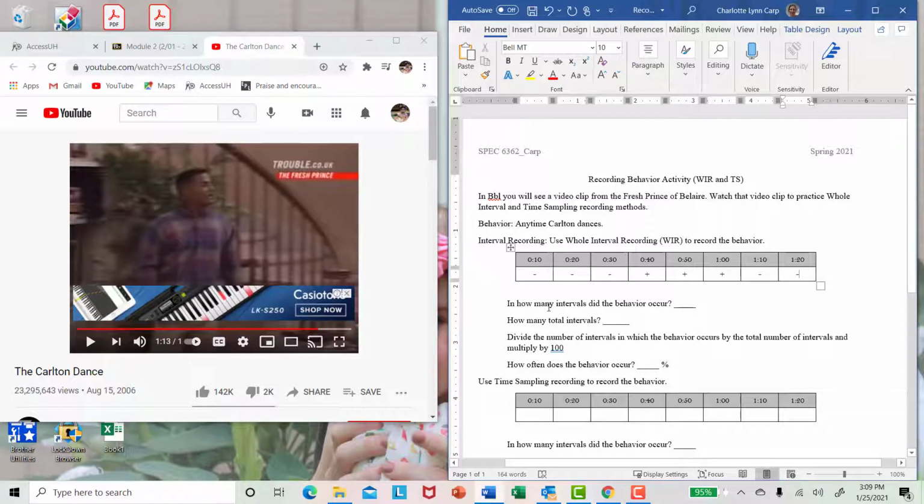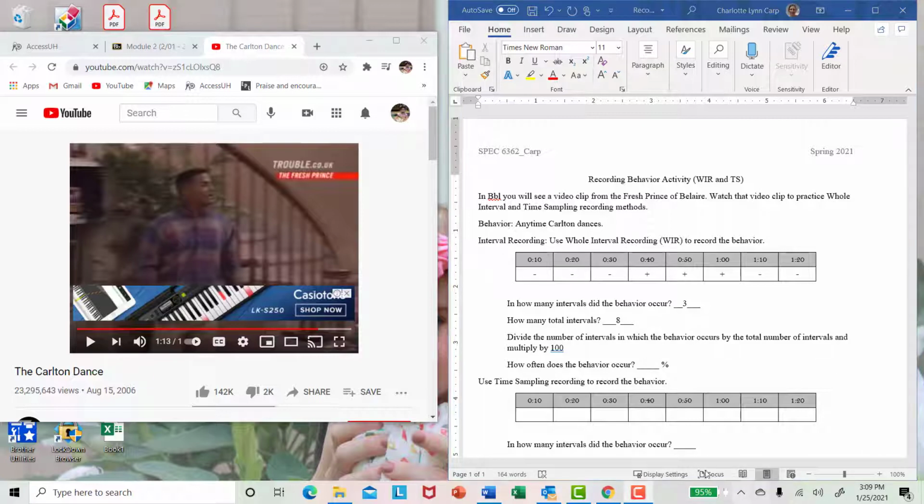Okay, so now we're going to look at the percentage. So how many intervals did the behavior occur? And we have 1, 2, 3. How many total intervals? 1, 2, 3, 4, 5, 6, 7, 8. So we're doing 3 divided by 8. And that gives us about 37.5%. So that's how you do whole interval recording.